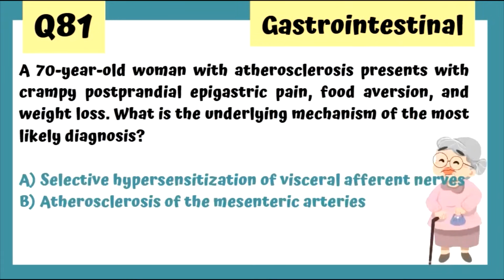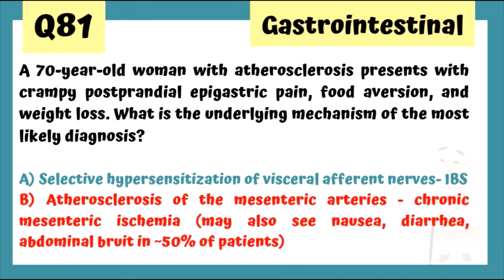Question 81. A 70-year-old woman with atherosclerosis presents with crampy postprandial epigastric pain, food aversion, and weight loss. What is the underlying mechanism of the most likely diagnosis? So what's going on over here? Why is she getting this crampy postprandial epigastric pain? The answer is she has atherosclerosis of the mesenteric arteries. This is chronic mesenteric ischemia, and there may also be nausea, diarrhea, and an abdominal bruit in 50% of cases. But that's why she has this weight loss and epigastric pain, because of the chronic mesenteric ischemia.